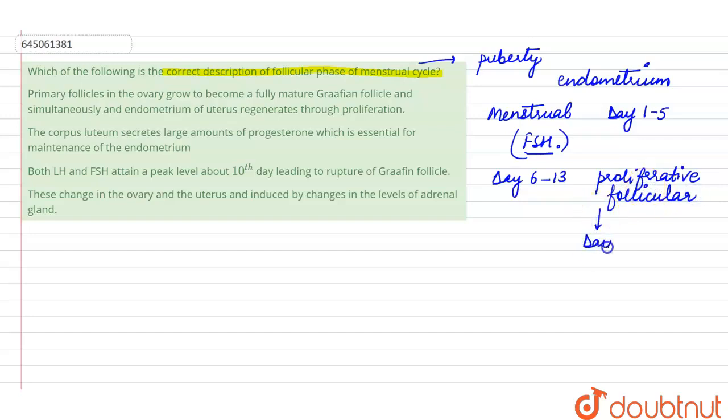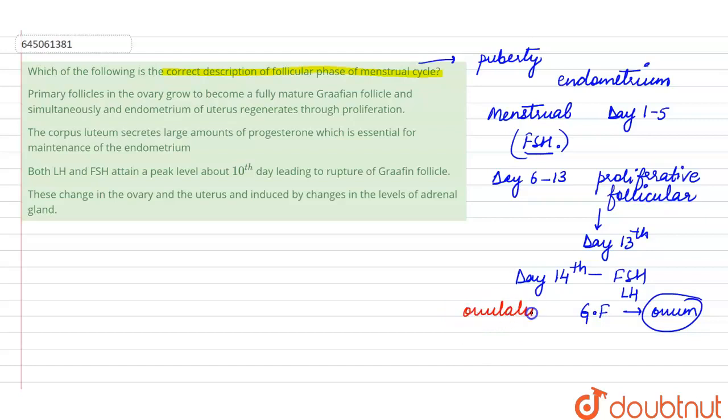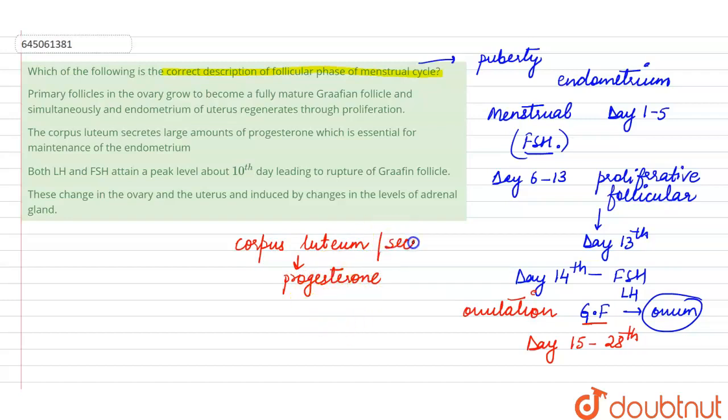Now this follicle will fully develop at day 13 of this phase, and on the day 14th, which is the ovulatory phase, under the effect of the FSH and the LH hormone, this Graafian follicle, that is a mature follicle, will rupture to release the ovum, and this is called ovulation. So here we see that from day 15 to day 28, the Graafian follicle has ruptured, while the remains of the Graafian follicle form a body which is called a corpus luteum. Now this corpus luteum secretes a large amount of progesterone. Now progesterone will help in the maintenance of the endometrium lining, and this phase is also called a secretory phase because of the high secretory activities of the uterus.